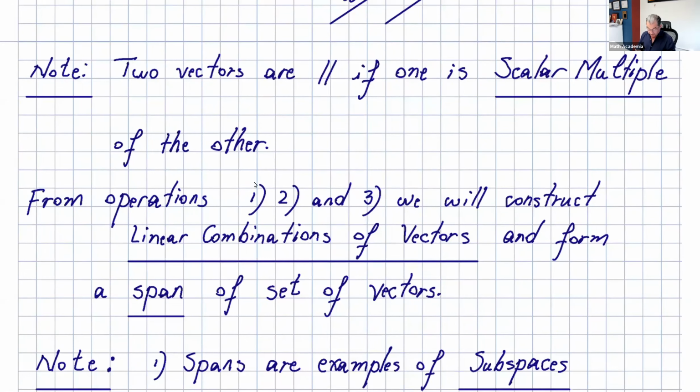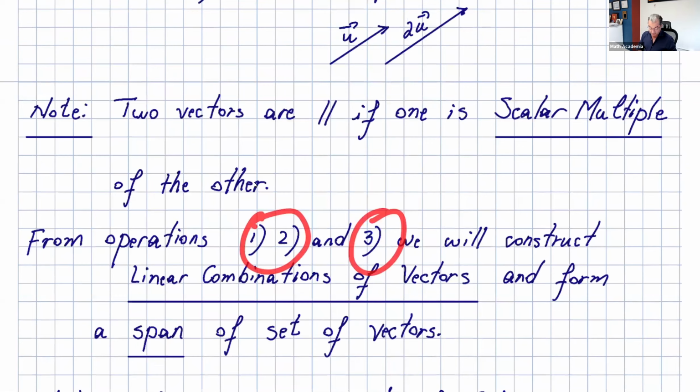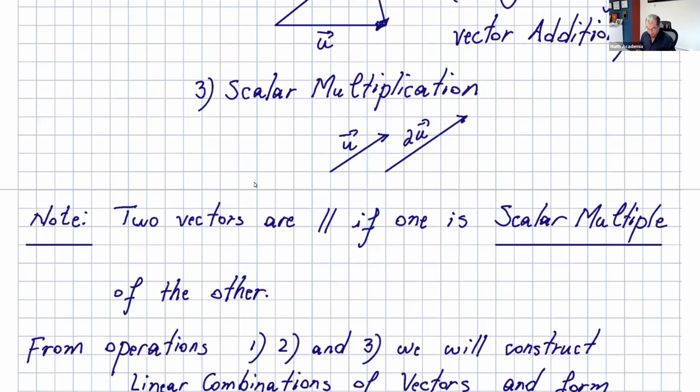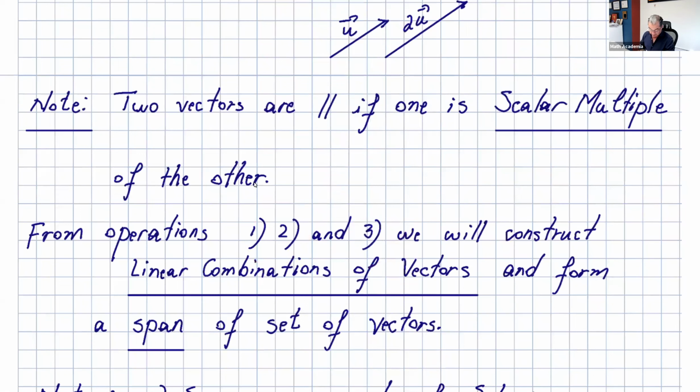Now, from operations 1, 2, and 3, where 1 and 2 were addition and subtraction, and 3 was scalar multiplication, we will construct linear combinations of vectors. Again, remember this word, linear combination, and I will explain it to you in the next videos. But for this video, please remember those words, and form a span of a set of vectors. Remember the word span. I'm emphasizing this word because you're going to see it a lot in the next videos.